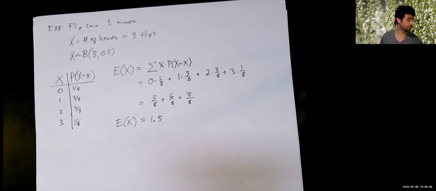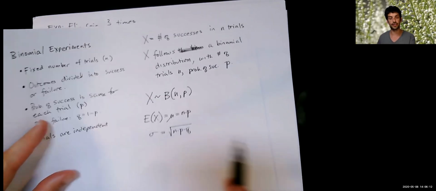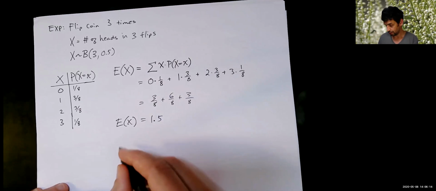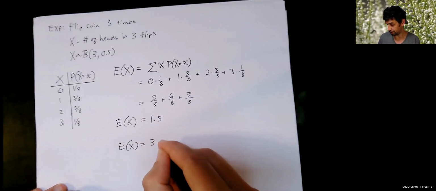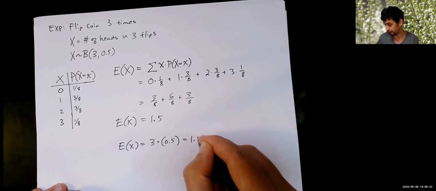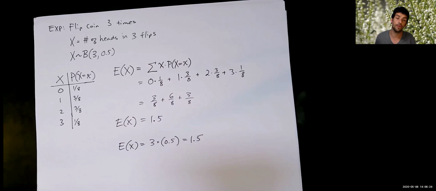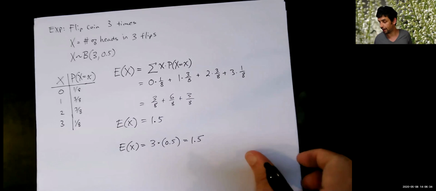However, I just told you when we have a binomial, I can just take the number of trials times the probability of success, which in this case is the number of trials is 3. The probability of success is 0.5, which gives us our 1.5. Okay, so that meets expectations. However, still not that great. This is an easy enough thing to do. It didn't save us that much.